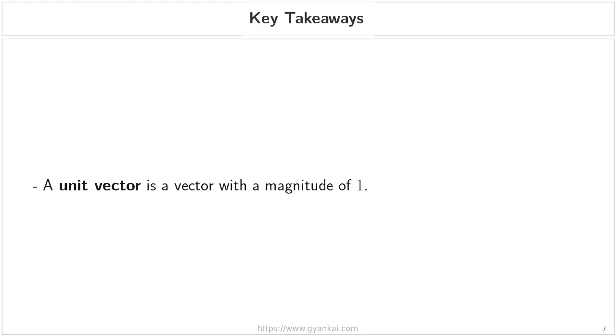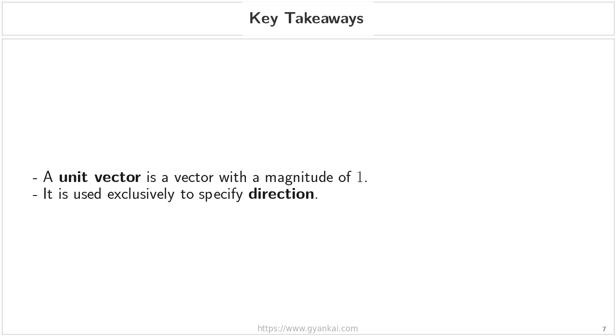First, remember the fundamental definition. A unit vector is simply any vector that has a magnitude or a length of exactly 1. As we discussed earlier with our compass analogy, the primary purpose of a unit vector is not to show how far you are going, but to specify direction exclusively without adding any extra scale or weight to your measurement.